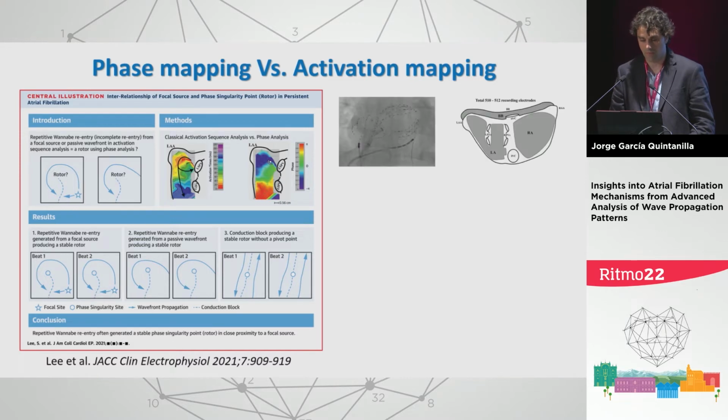However, that is a long way from saying that rotors do not exist and that AF is exclusively driven by foci and breakthroughs. In my opinion, these and other authors might have missed the true nature of the patterns because they use multipolar plaques or basket catheters that don't offer the spatial resolution needed to discern the underlying mechanisms. Moreover, they rely on activation mapping, a methodology designed for arrhythmias with spatial coherence, but that may not be the most appropriate strategy for fibrillation.